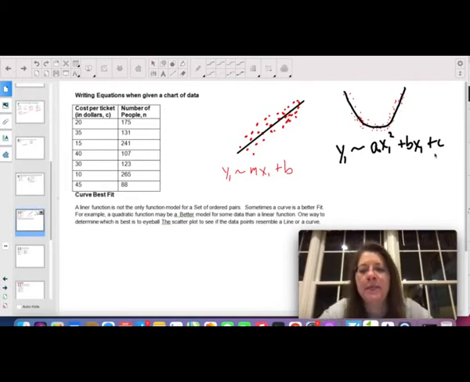So the next thing I'm going to do is go into Desmos, and I'm going to put this data in, and then we're going to look at the data to determine whether it's quadratic or linear, and then we're going to put the equation in and generate our equation.